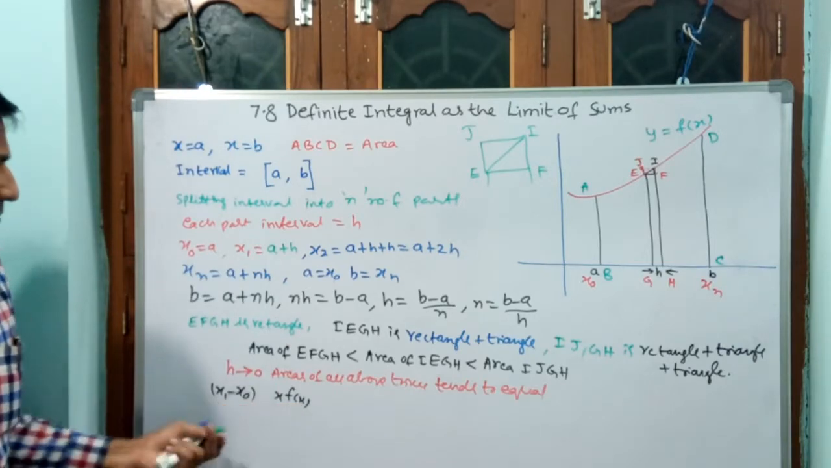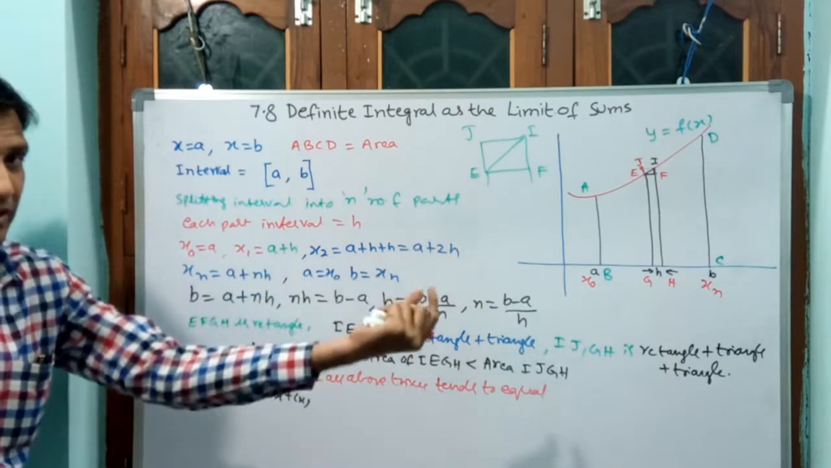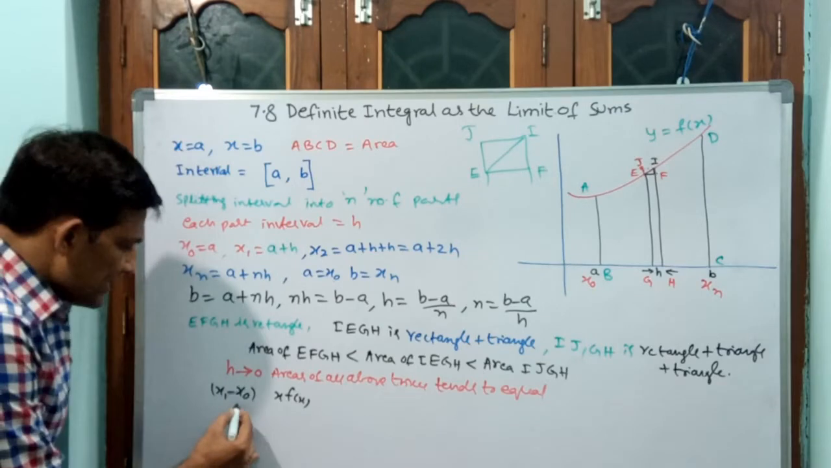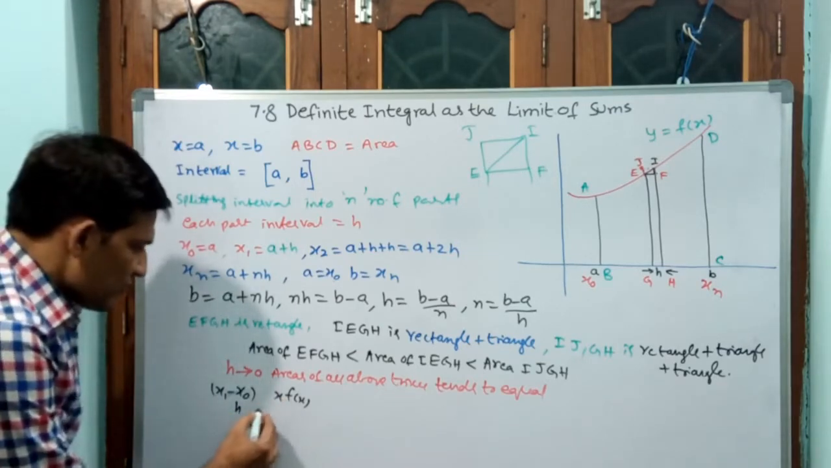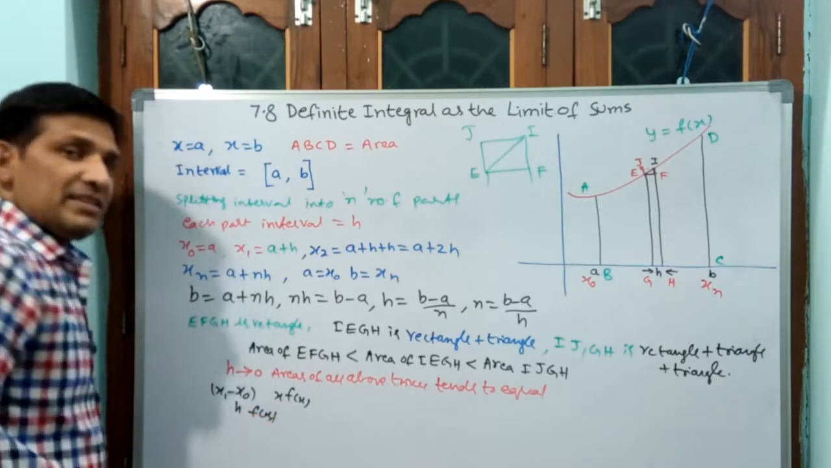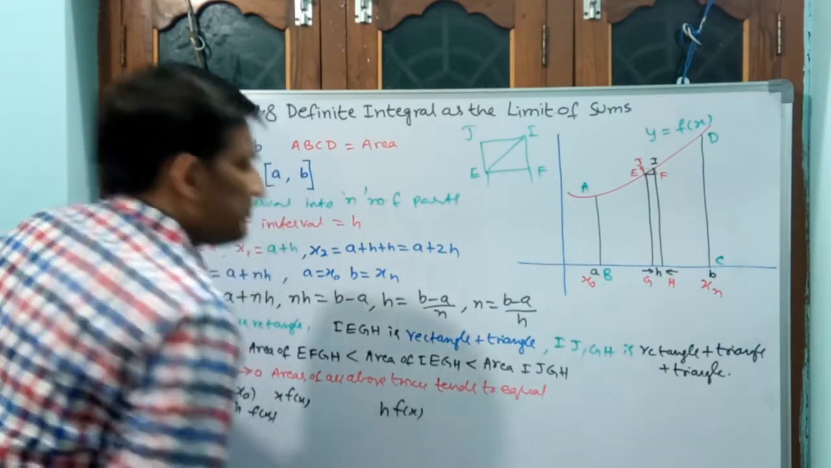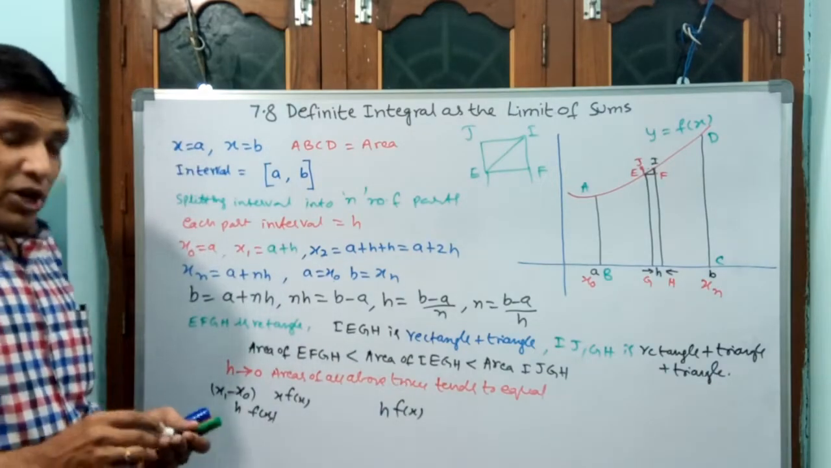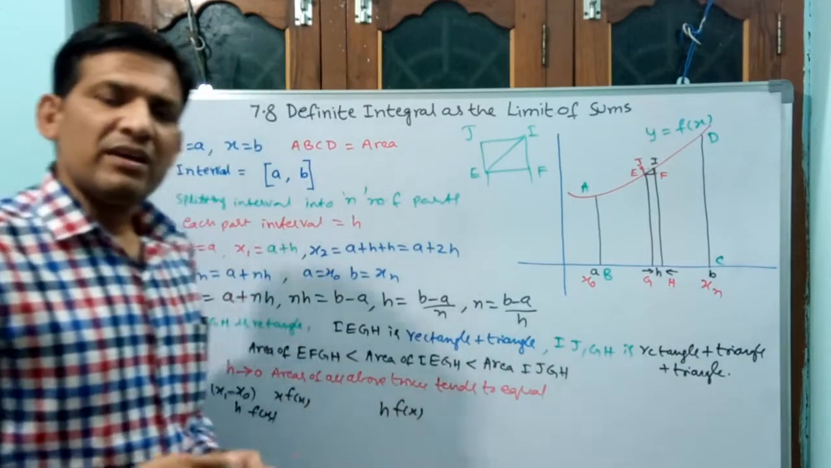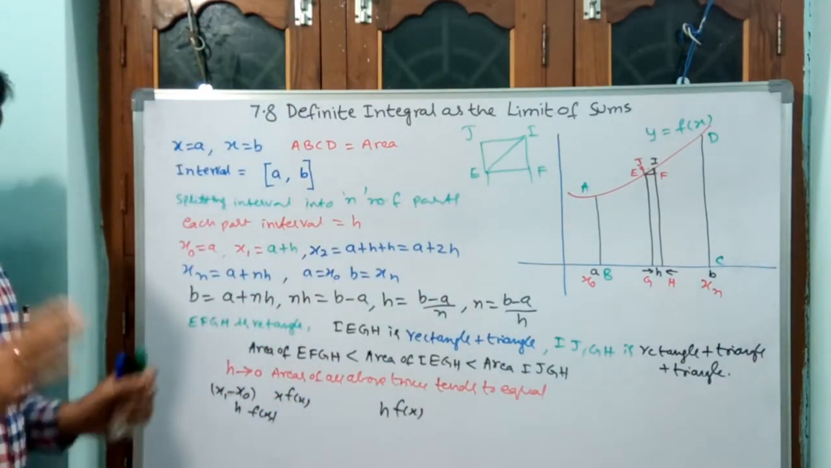X into f of x, what is x? X may be a or x0 or some portion, or h we can say rather. Or else we can say this as h into f of x. Is it okay? That means broadly I want to say h into f of x. Why? Because if you take a and b only, then b minus a will be h, that's all. B minus a will be h.